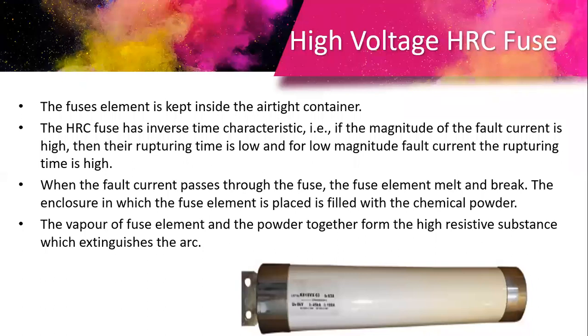Now, due to the high voltage, the melted fuse element is absorbed by the surrounding filling material. Then the solid filling material is converted to vapor, a gaseous form. The vapor, the fuse element and the powder together form a high resistive substance which extinguishes the arc itself. So when the arc appears, this vapor and powder become a high resistance path, which does not allow the current, and whatever arc is raised can be suppressed easily by creating the high resistance path between the two elements.